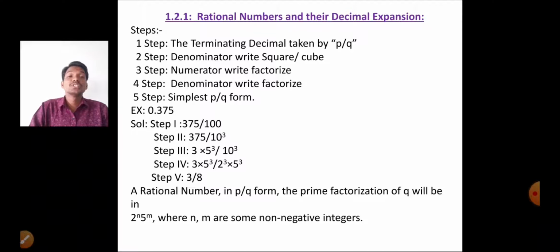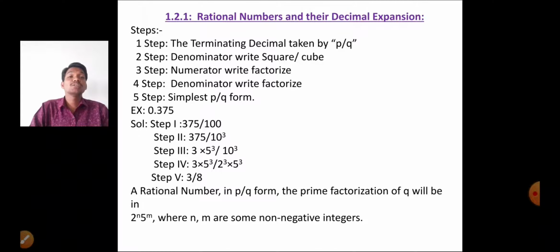Step 2, 375 by 1000, we can write the denominator as 10 cube. Step 3, factorize 375: 3 into 5 cube by 10 cube. Step 4, 3 into 5 cube by 10 cube is written as 3 into 5 cube by 2 cube into 5 cube. So 5 cube will get cancelled, leaving 3 by 2 cube. 2 cube equals 8, so you will get 3 by 8. So your answer is 0.375, which is 3 by 8.